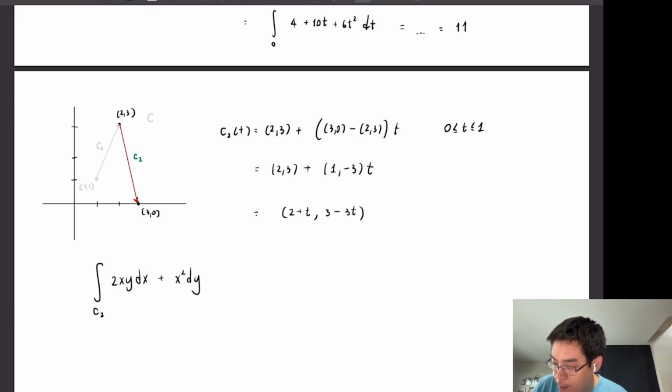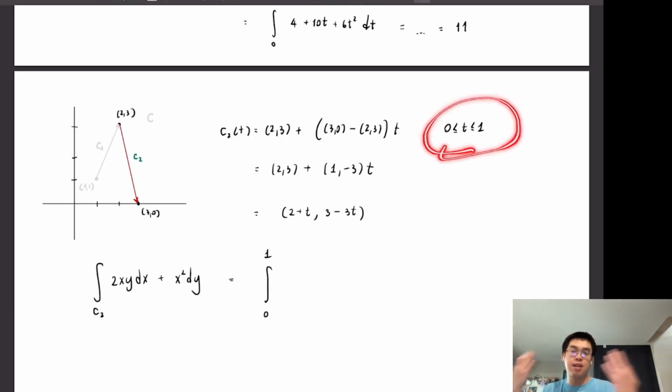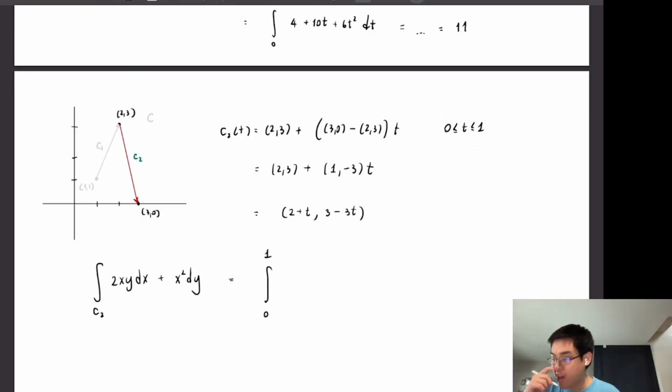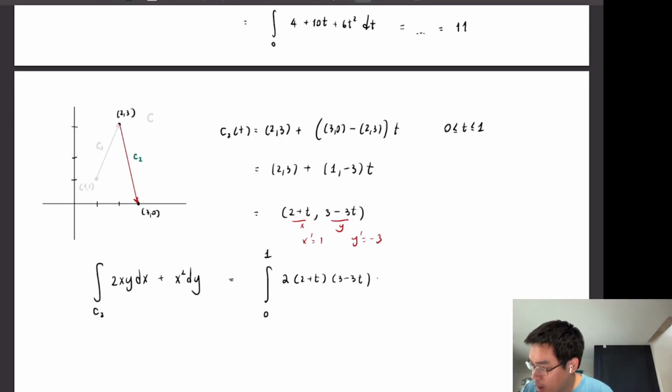We can repeat the process, saying that the integration over C2 of xy dx plus x squared dy would be the same as, okay, let's do it one by one. The integration bound becomes 0 to 1 because you look at the bound for t and then you integrate. Then we have 2 plus t, 3 minus 3t. And if this is x, this is y, x prime is 1, and y prime is minus 3. So we have 1 here because that's the x prime. The next one is x squared, so we have 2 plus t squared. And then you have minus 3 here, dt.